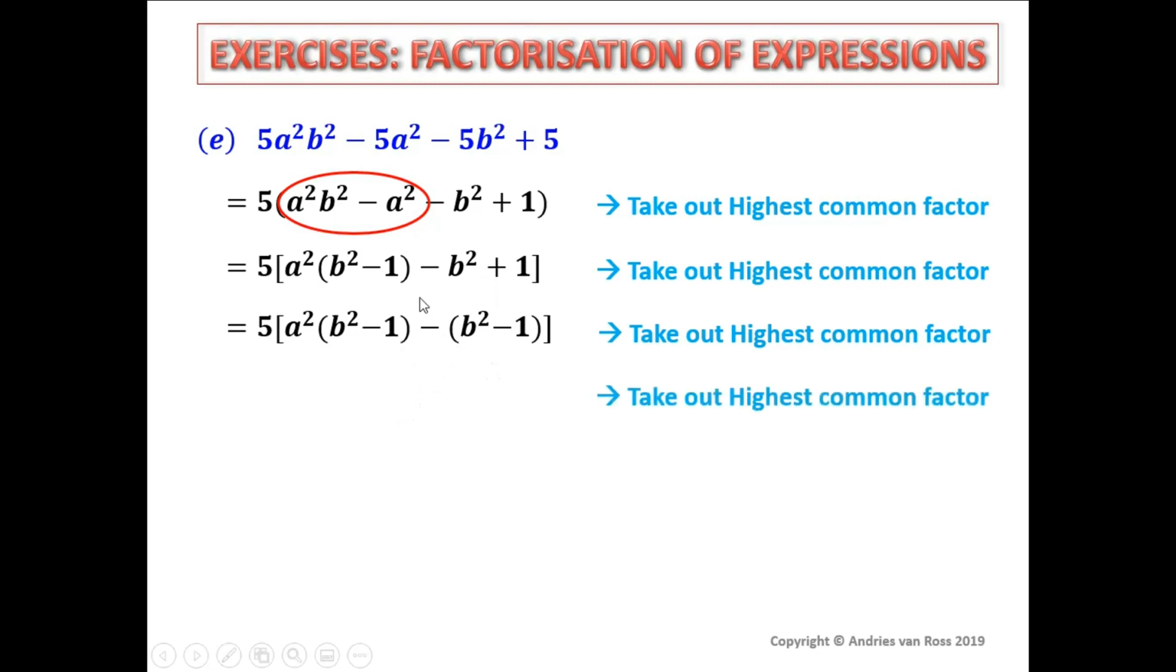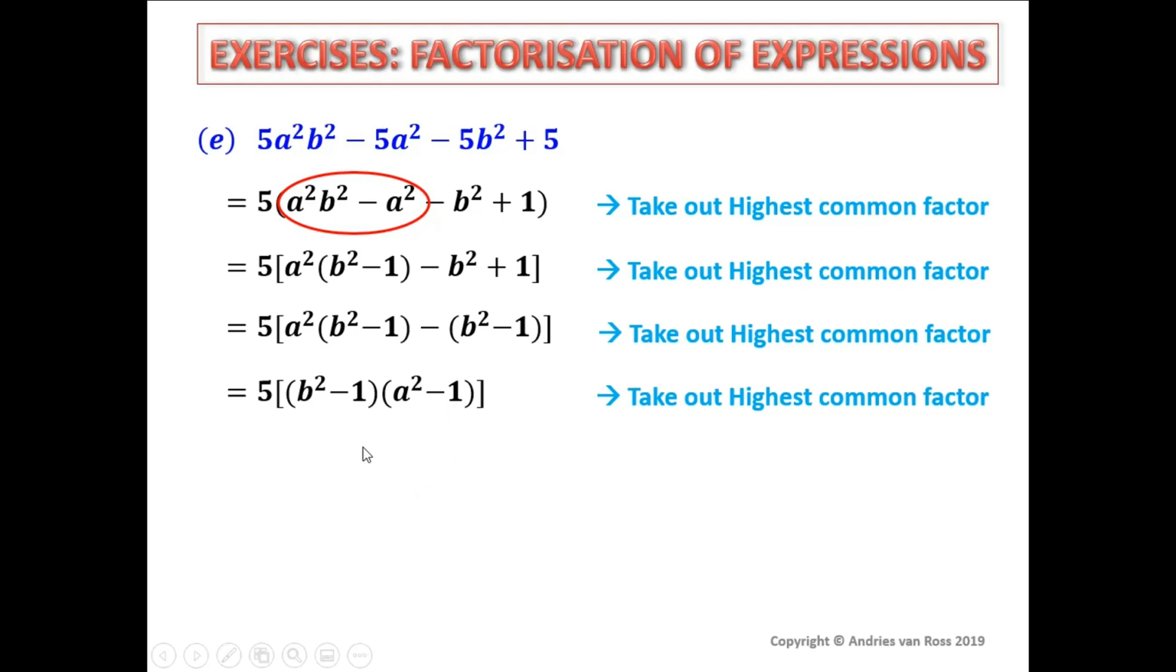Now we've got the bracket b squared minus 1 as a common factor, which we can take out. So we take out b squared minus 1, and when we take it out of this term, we'll be left with a squared. And if we take out b squared minus 1 here, we will be left with minus 1 there. You with me so far? You understand? And now what do we see?